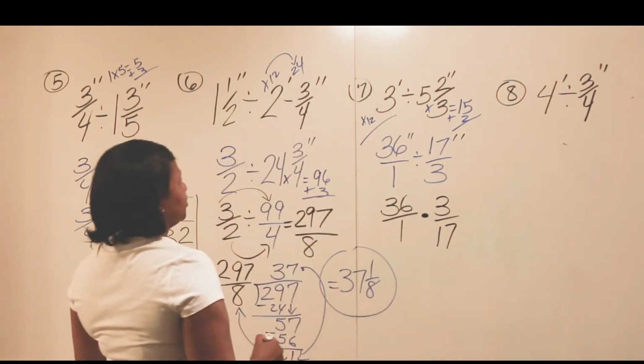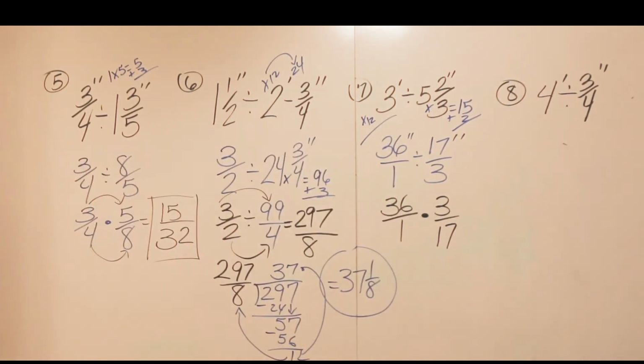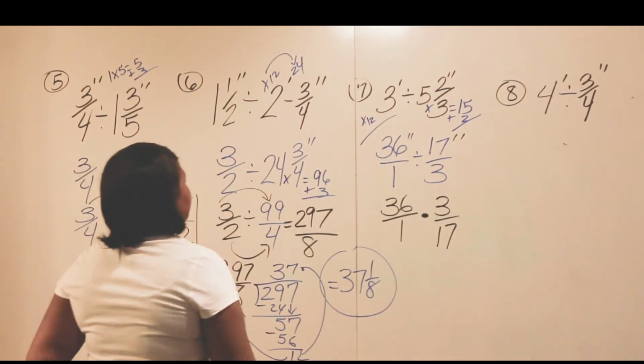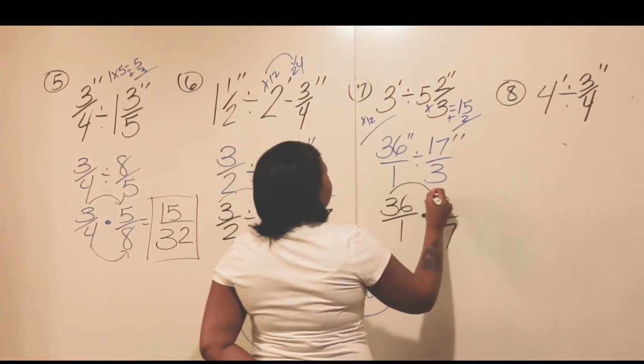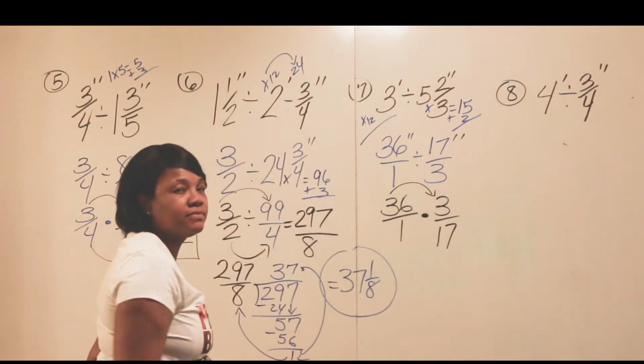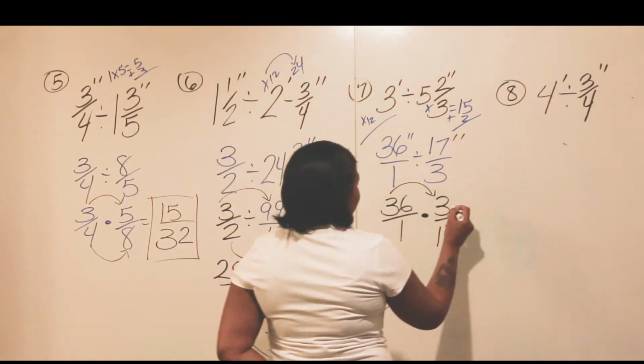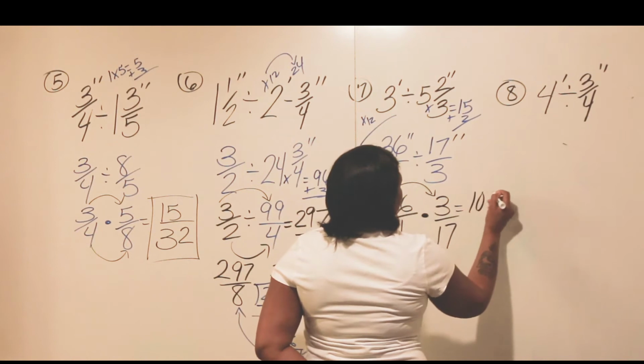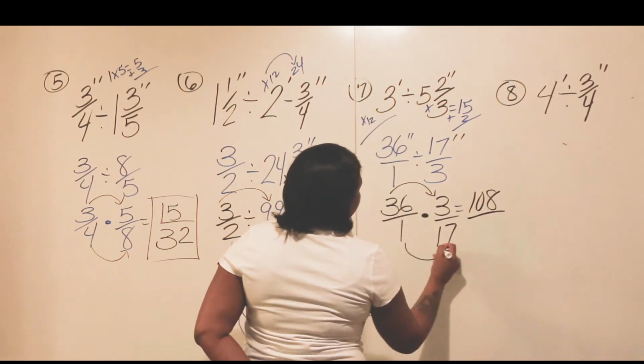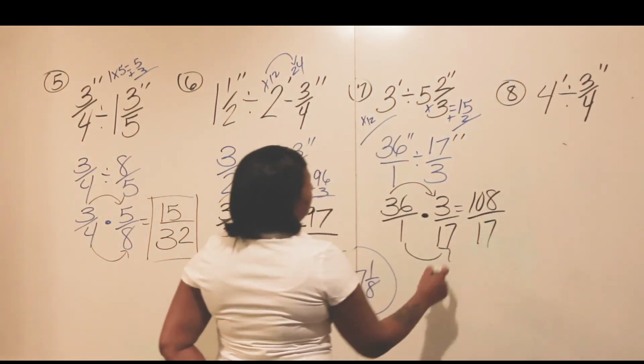So can we cross reduce? No. 1 to 3? No. 17 to 36? Maybe. Maybe not. No. So now we multiply numerator times numerator. 36 times 3 is 108. 1 times 17 is 17. What type of fraction?